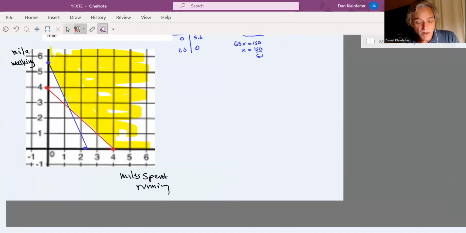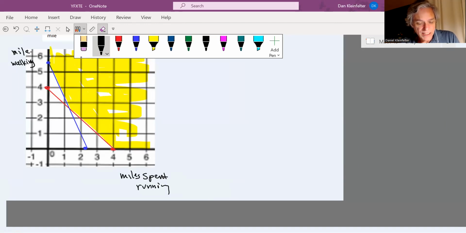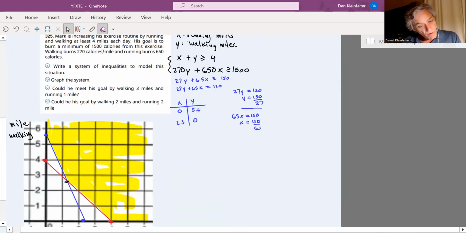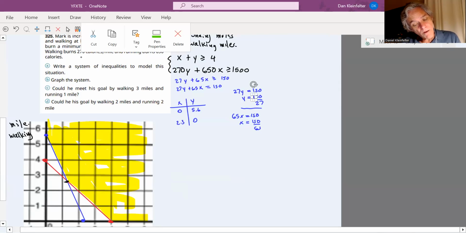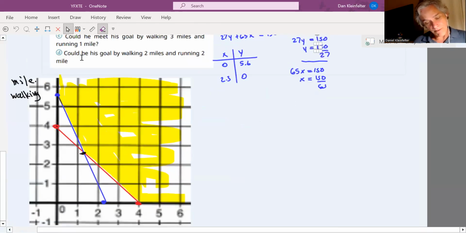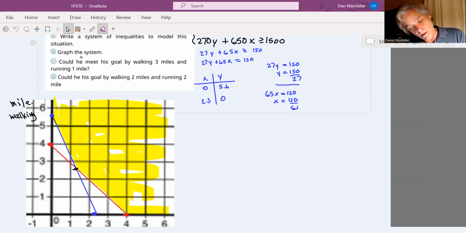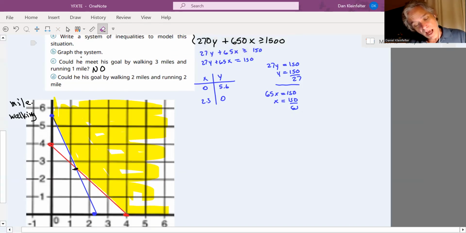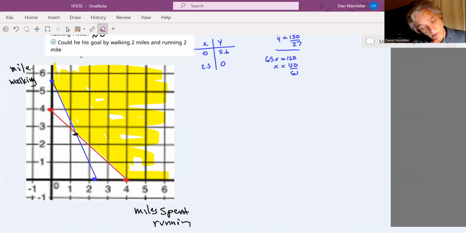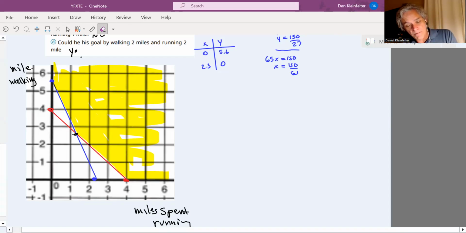I'll leave it to you to figure out where these two lines intersect. Okay, we've graphed it. Could he meet his goal by walking 3 miles and running 1? So walking 3 and running 1, that doesn't look like he could. It's not part of our yellow shaded part. Walking 3 and running 1 wouldn't do it, so I would say no. Okay, how about walking 2 and running 2? So that looks like it probably could. That is above both of those lines, so I would say yes.